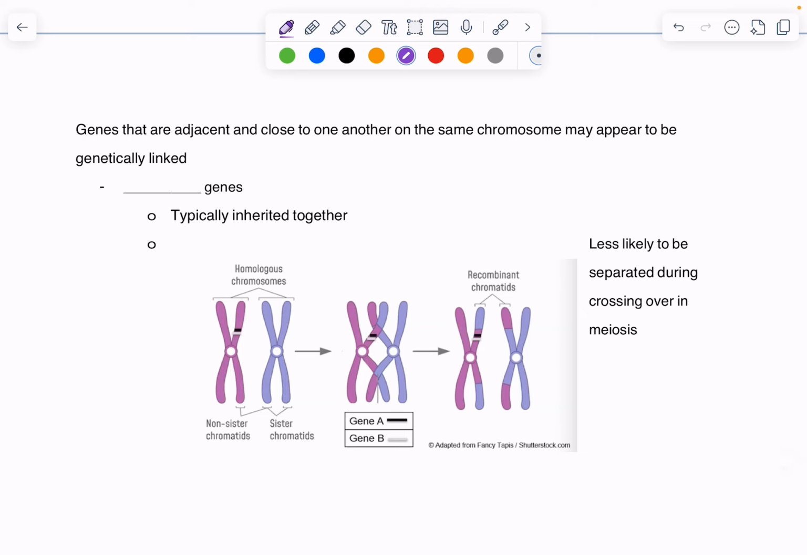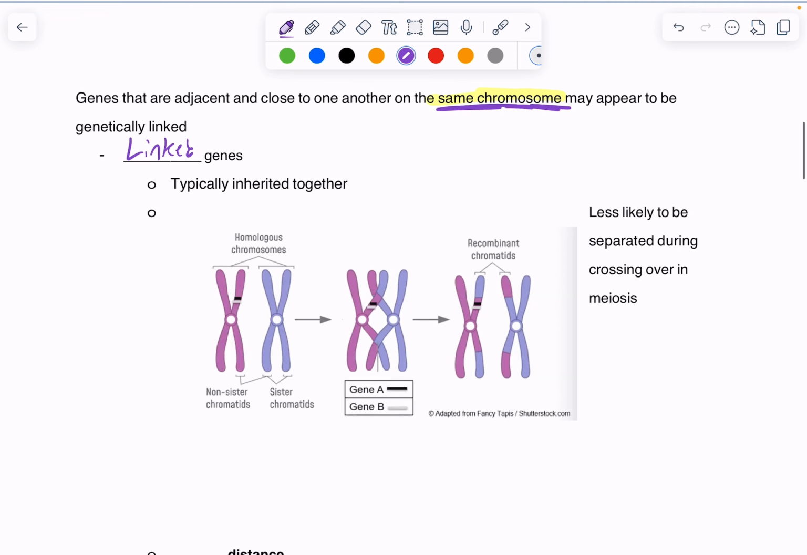All right, so I want to spend some time to talk about linked genes. These are genes, like I said, that are adjacent and close to one another on the same chromosome. The big idea here is that they're found on the same chromosome, and they may appear to be genetically linked. And so these are typically inherited together. And so linked genes are less likely to be separated during crossing over in meiosis.